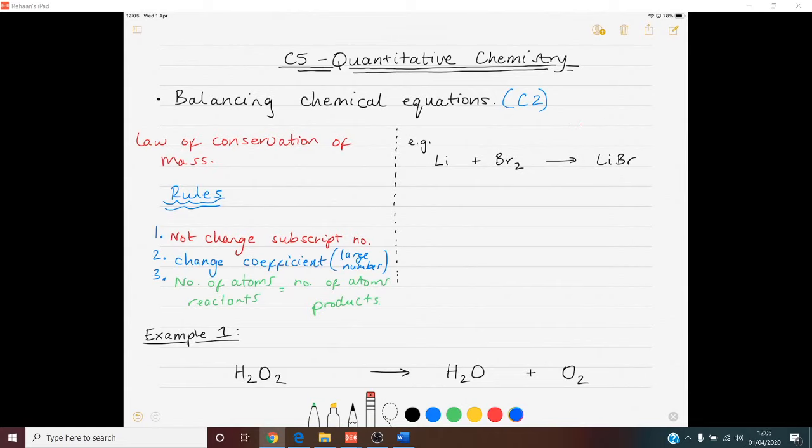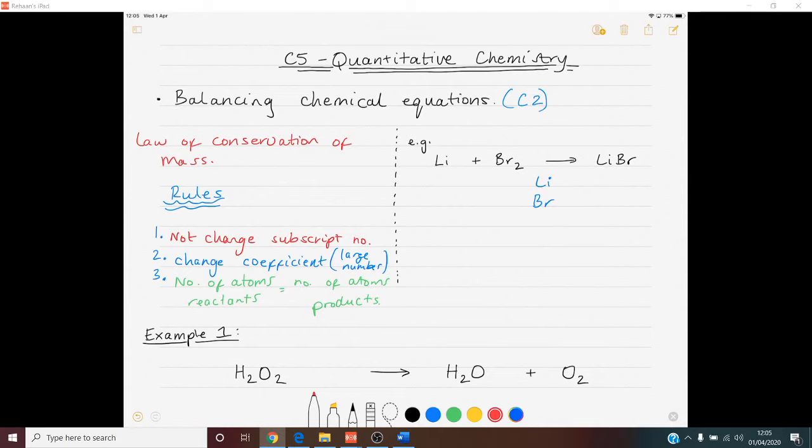Lithium and bromine. Your first job in any kind of question is to analyze the question, work out what's going on. The way I do this is to look and see which elements are present. The first element present is lithium, and the second is bromine. Now I'm going to go ahead and write that in the middle.